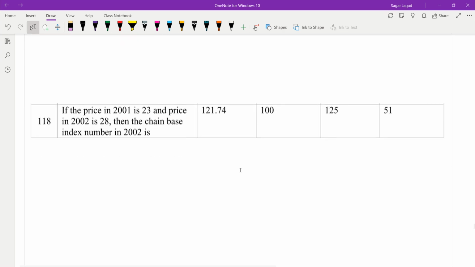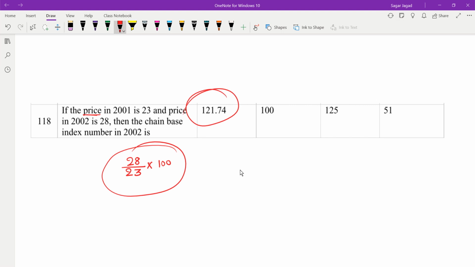The price in 2001 is 23. The price in 2002 is 28. Find the chain base index number. Whenever the prices are given, the chain base index number is calculated as the price in the present year divided by the price in the previous year and multiplied with 100. So if you make the division, your answer is 121.73. None of the other options is correct, so this should be the correct option. It is 121.73. Okay, so this is question number 118. Easy question. The only thing we should remember is what a chain base index number is.